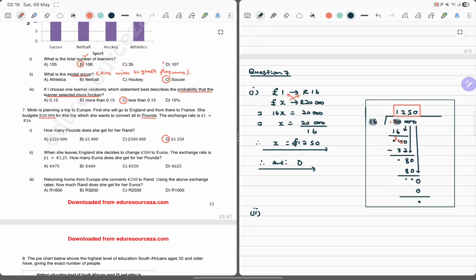Alright, so where were we? Okay, now she wants to change the 5 pounds to euros. The exchange rate is 1 pound.